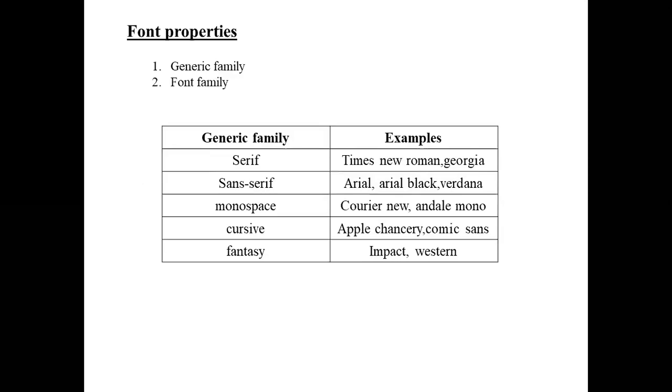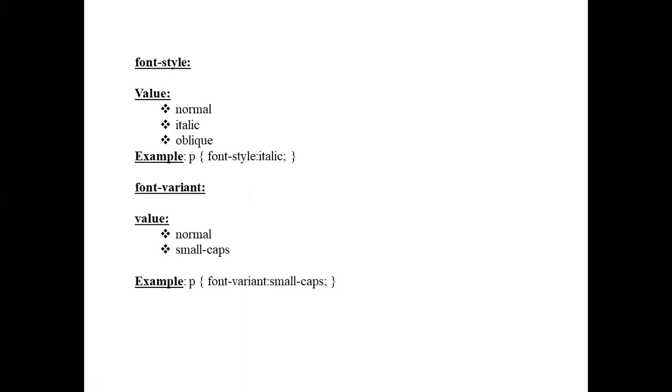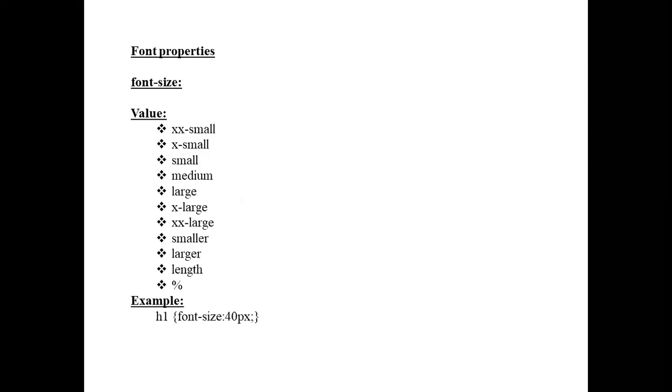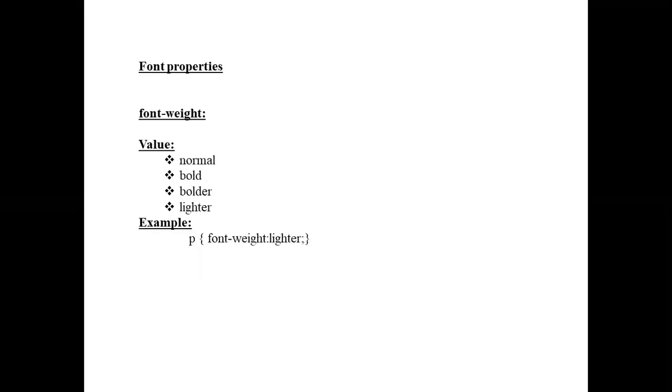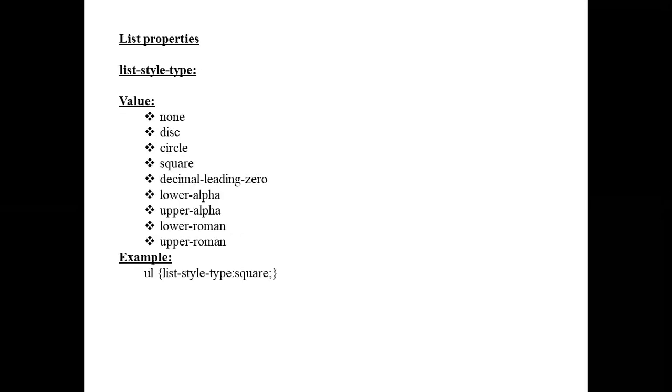Is it clear? Font properties. So font properties define the font family, boldness, size, and style of a text. So here, the font family, font style, font variant, and font size, and font boldness. These are the different font properties and values in these properties. Next one, list properties.